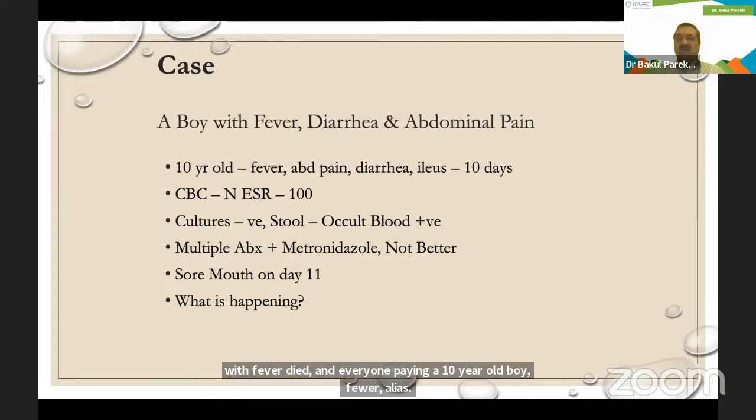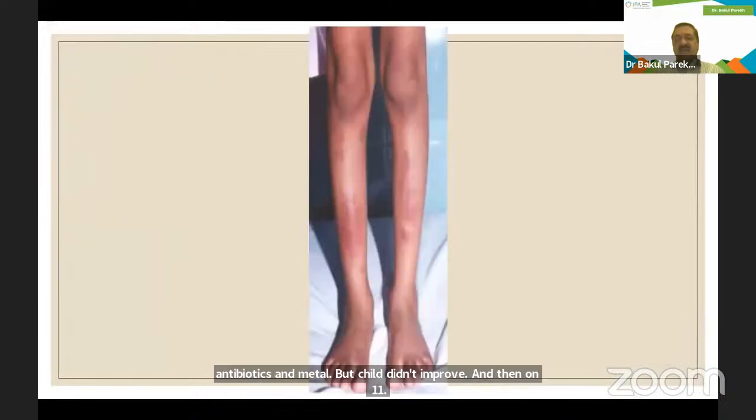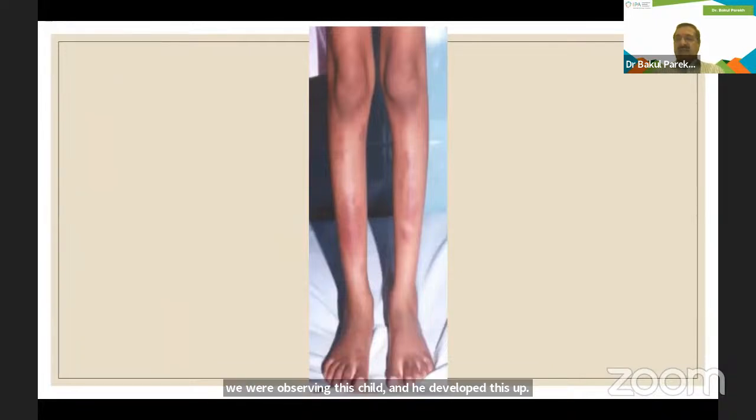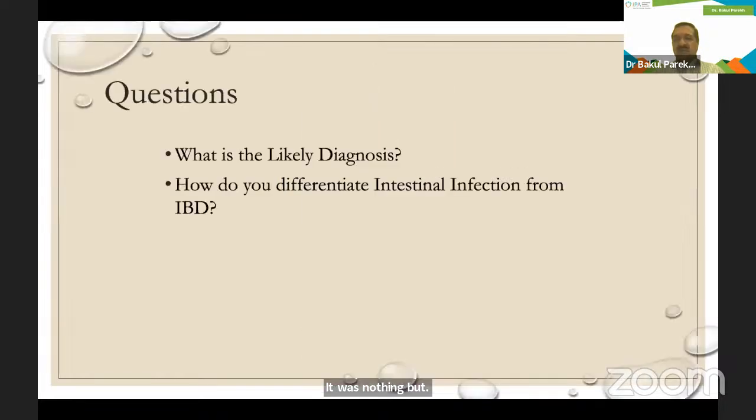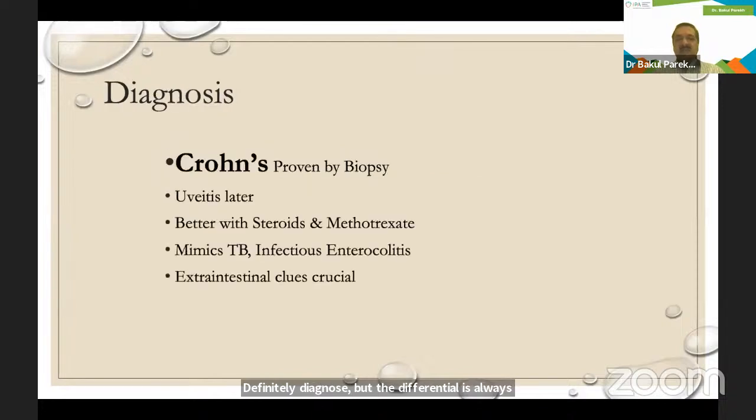the picture looked like dysentery. He was given multiple antibiotics and metronidazole, but the child didn't improve. Then on the 11th day, he developed a sore mouth. We were observing this child, and he developed subcutaneous nodules on both shins, and then the diagnosis was confirmed. It was nothing but inflammatory bowel disease, which you can definitely diagnose, but the differential is always tuberculosis, tubercular intestine, or Crohn's disease. Here biopsy proved the diagnosis, and the child improved with steroids and methotrexate, but it can mimic tuberculosis or infective enterocolitis, and extra-intestinal clues usually give you the diagnosis. It's very crucial.